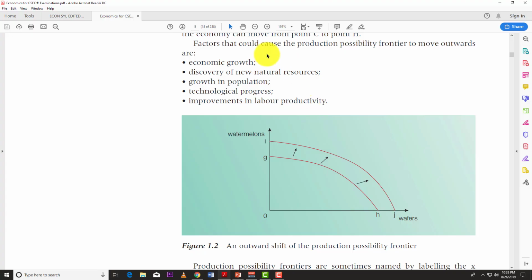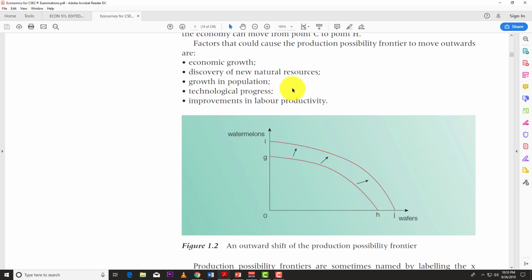So that's one. Two, discovery of new natural resources. I know Guyana had a discovery the other day of some oil or something like that. So with that, of course, their productive capacity can increase. So that can cause their production possibility curve to shift outwards because now you're going to have more resources in the economy to produce more things.